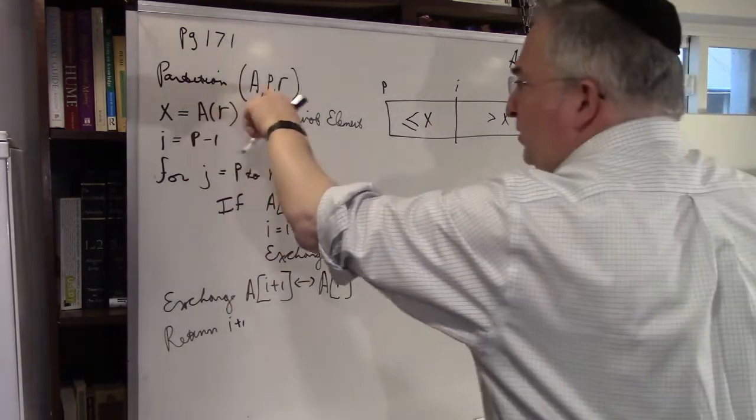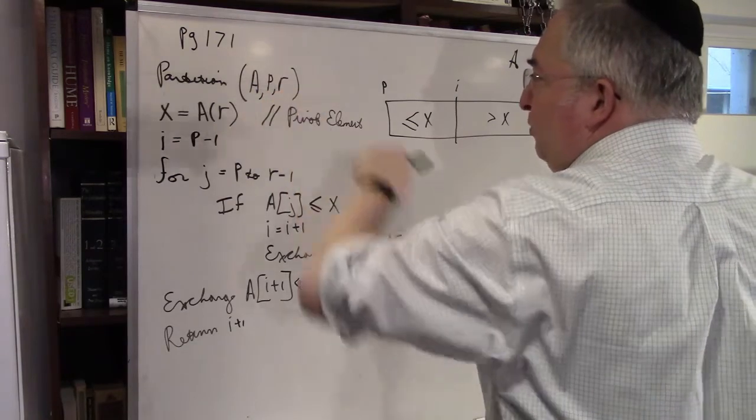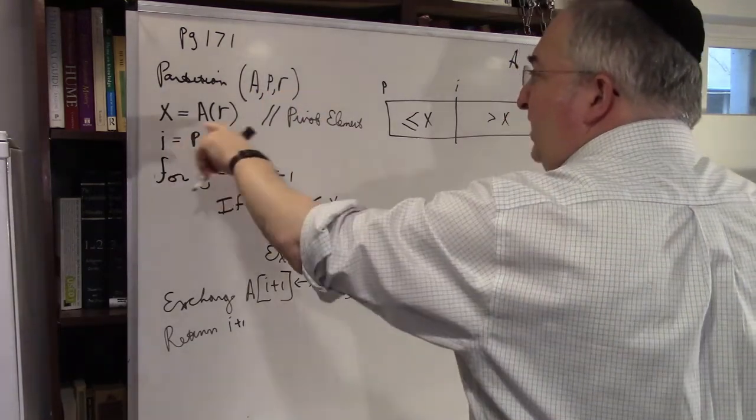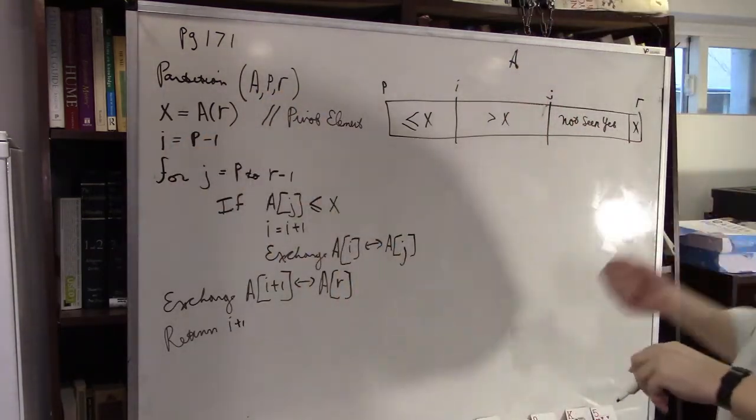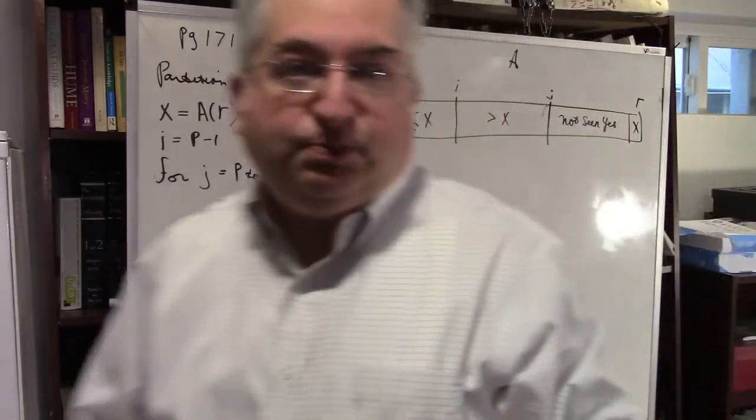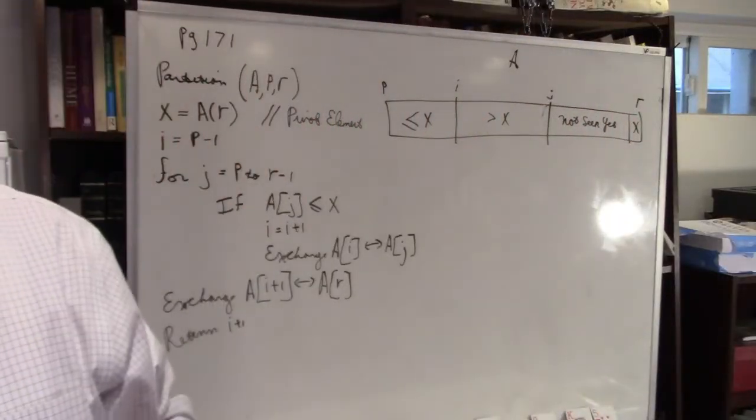Okay, so let's go through it. Partition: A is the array, P is the starting point, R is the ending point. X is equal to A of R. That's the key that you pivot around. That's the thing that you split the array into two. Okay?